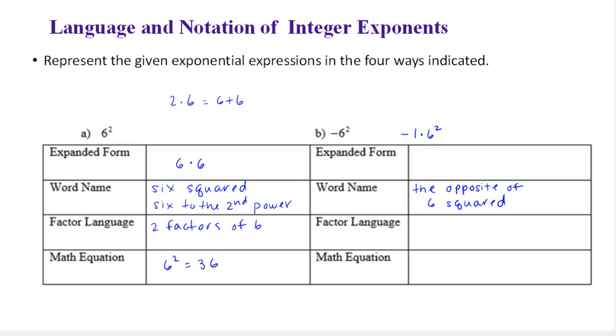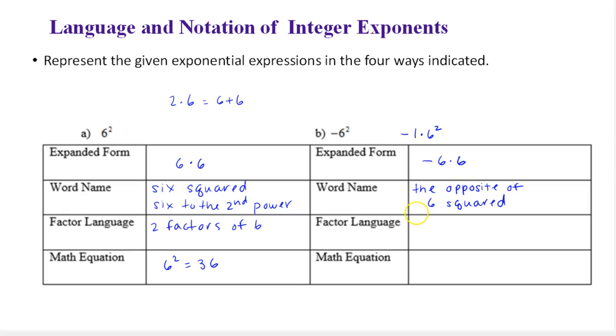And since we perform exponents first, we are just squaring the 6. We're not squaring a -6. So the opposite sign stays out front. So we're going to write this as the opposite of 6 times 6. And that's why this language is so useful. Okay, so we're not squaring -6. We're taking the opposite of the result of multiplying 6 by itself.